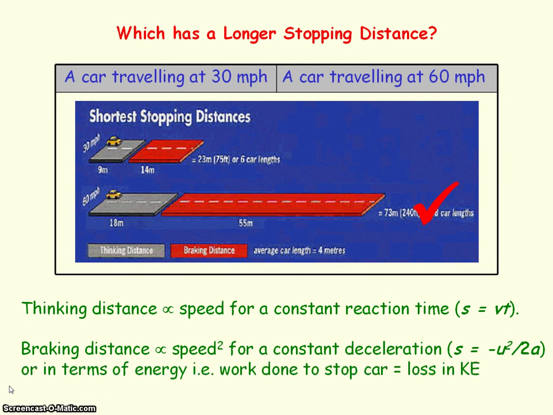It can also be explained in terms of energy. So the work done to stop the car will equal the loss in kinetic energy of the car. So work done equals force times distance moved in the direction of the force. So in this case, it's the braking force multiplied by the braking distance, and that will equal the loss in kinetic energy of the car. And if we assume a constant braking force, then you can see that s will be proportional to u squared.